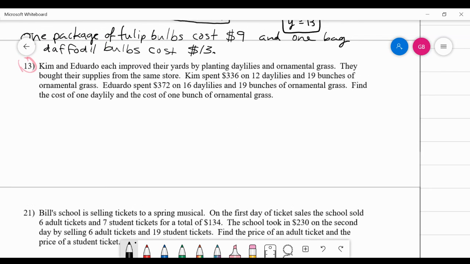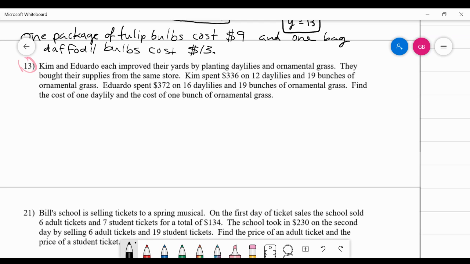Kim and Eduardo each improved their yards by planting daylilies and ornamental grass. They bought their supplies from the same store. Kim spent $336 on 12 daylilies and 19 bunches of ornamental grass. Eduardo spent $372 on 16 daylilies and 19 bunches of ornamental grass. Find the cost of one daylily and the cost of one bunch of ornamental grass.